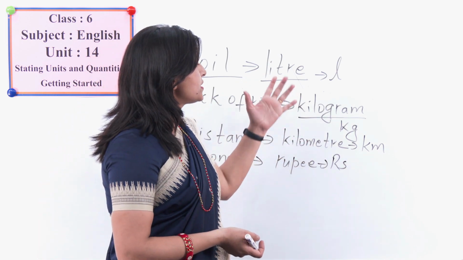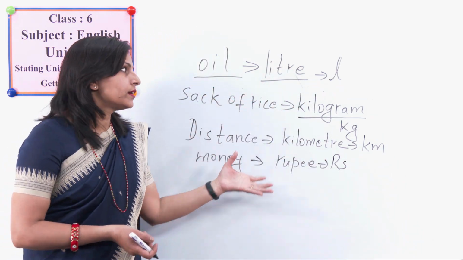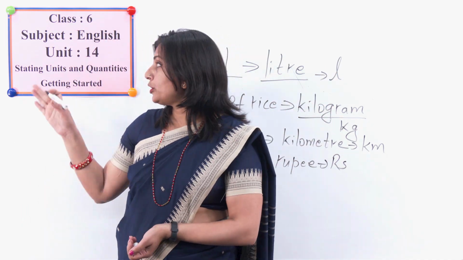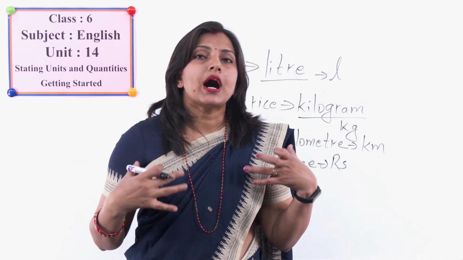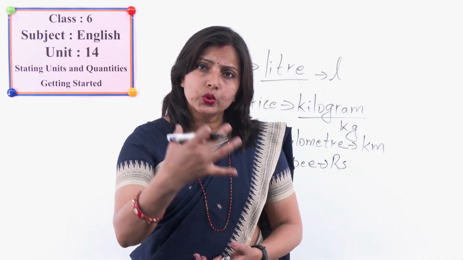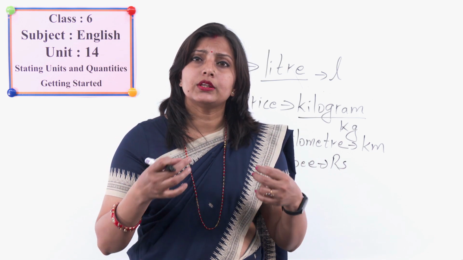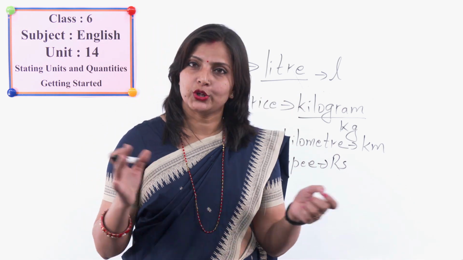Okay, so this is how these things are measured. They are units of measurement. Our topic, you see, is stating units and quantities. Quantities means amount, and unit means the thing in which that amount is measured. Are you clear about it?